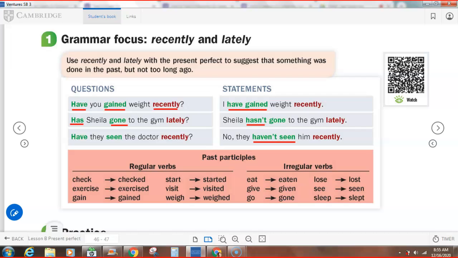If it's something that kind of happens all the time, over and over again, a common event in the near past, use lately. Okay? Oh, thank you for that. Yeah, you're welcome.